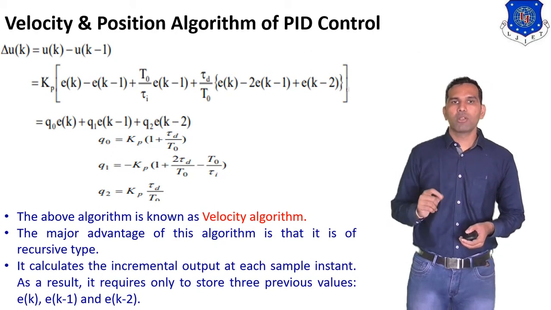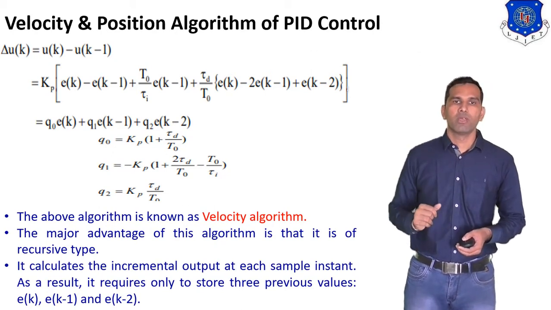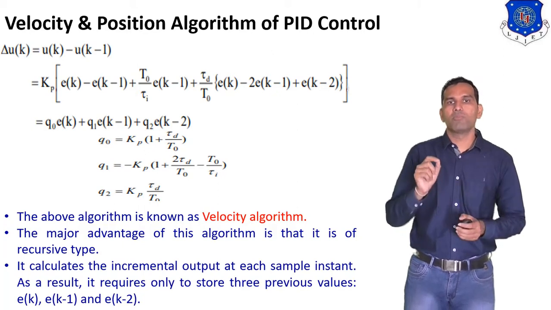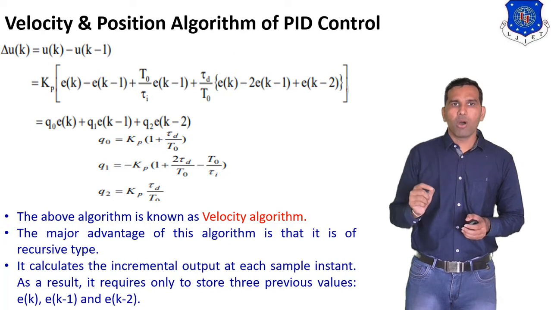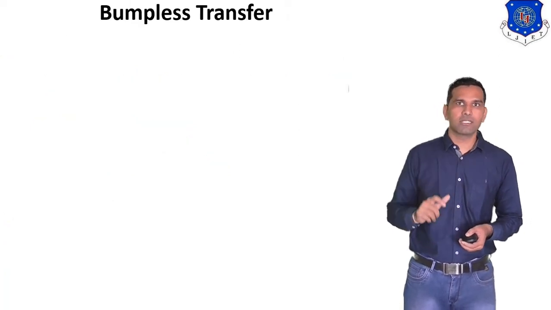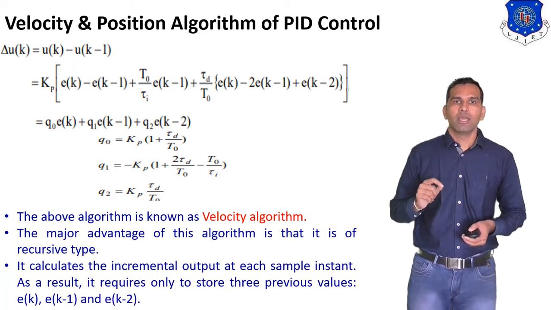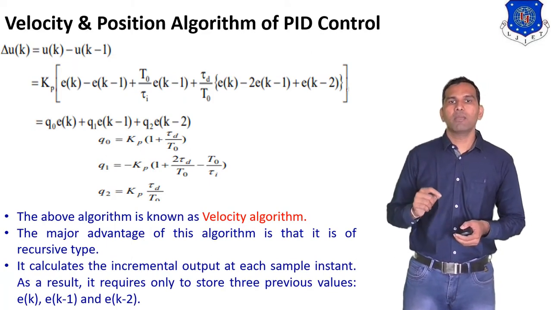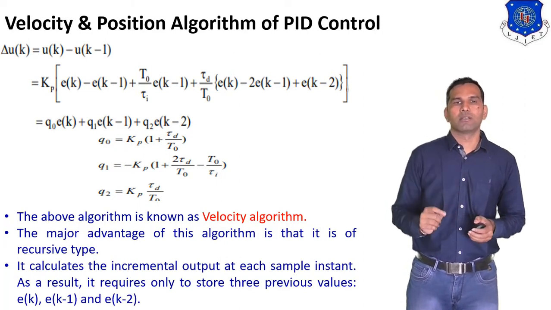So the above algorithm is known as the velocity algorithm. The major advantage of this algorithm is that it is of recursive type. That means this is a recursive type algorithm. It calculates the incremental output at each sample instant.